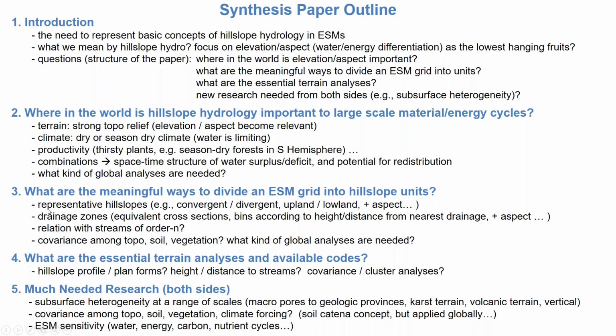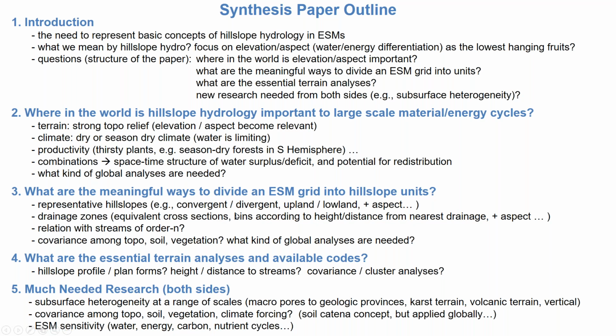And so we have, for example, representative hillslopes: convergent, divergent slopes, upland and lowland, the different orders of slopes feeding into different orders of streams, plus aspect on top of that. And then we can also divide a grid into drainage zones. For example, the equivalent cross sections idea, or the bins of elevation zones according to the height and the distance above the nearest drainage, and then further differentiate with aspect.